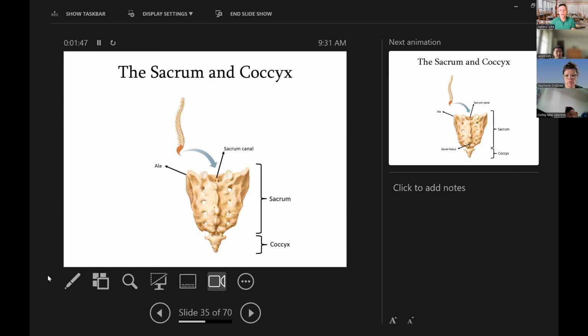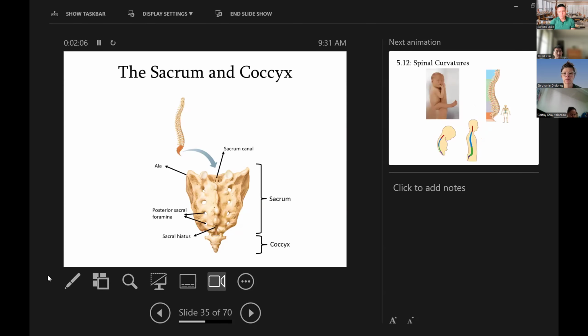Then we have the sacral canal, and the sacral canal is going to allow the cauda equina, which is part of the spinal cord, and those nerves to run right down into the sacrum. And then we have a little piece of cartilage that is called the sacral hiatus. Now we can see there are many foramina on the sacrum, and these foramina are what we call the posterior sacral foramina. Why do we have them, guys? We have them so that nerves can pass right through those holes.